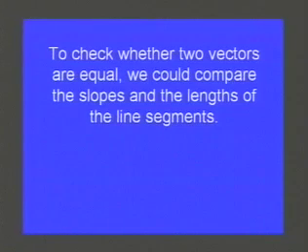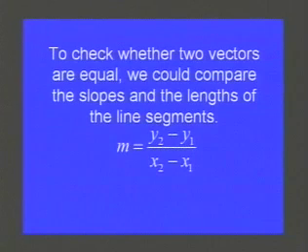To check whether two vectors are equal, we could compare the slopes and the lengths of the line segments. Okay, we said they have to point in the same direction, they have to be the same length. Well, to check the length, we'd want to use the distance formula, of course. To check the direction, though, we'd have to compare the slopes. And your good old slope formula is m is equal to (y2 minus y1) over (x2 minus x1).